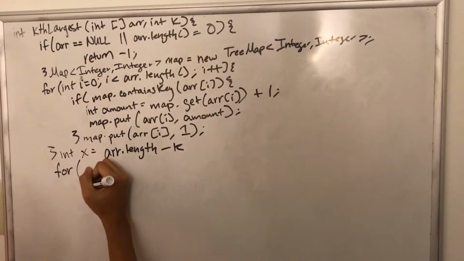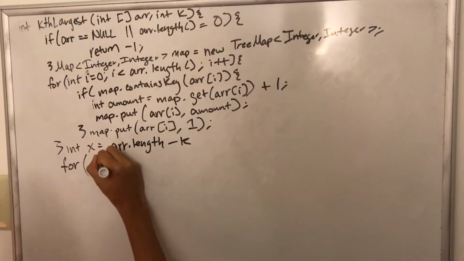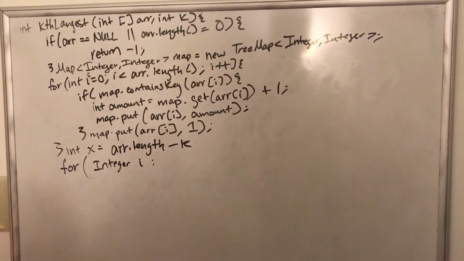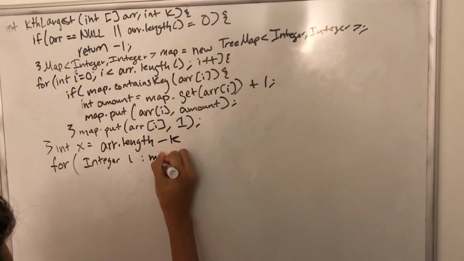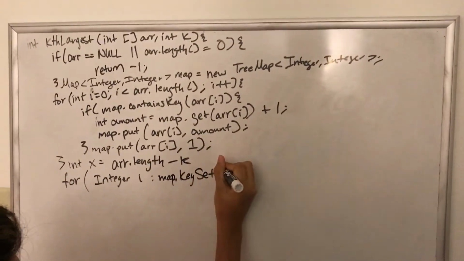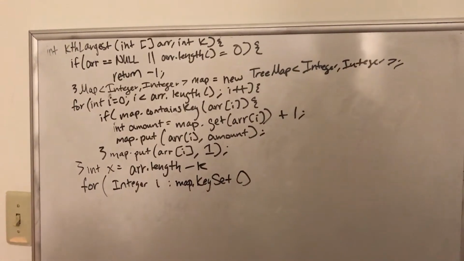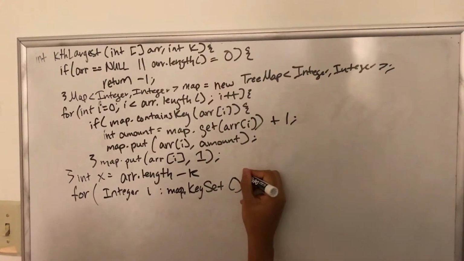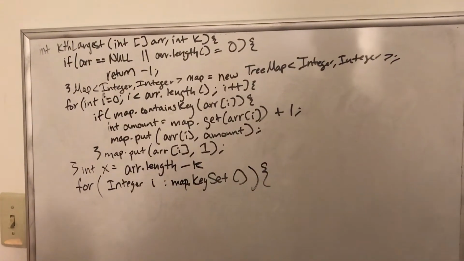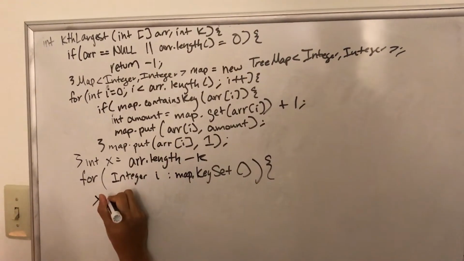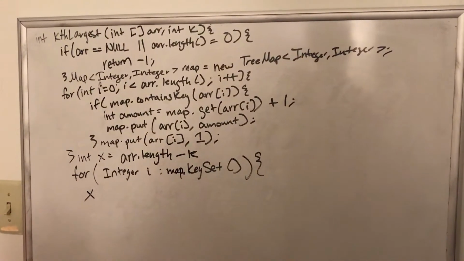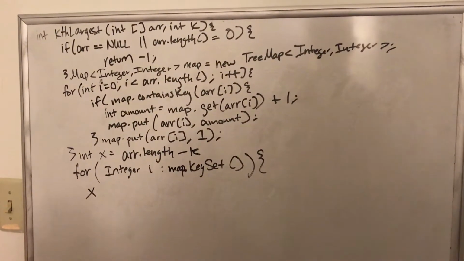And going through the map, you would do int i, and then you would account for map. This would be all the keys, so you do keySet, I believe. Key set of all the keys. And then you would have to basically do x. You would subtract out a value.